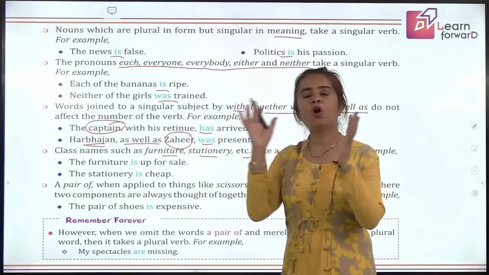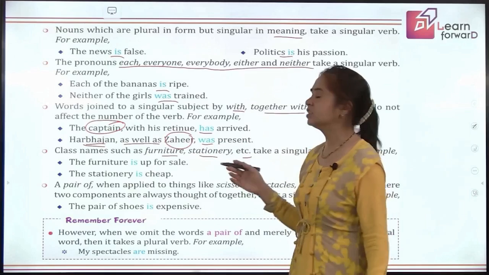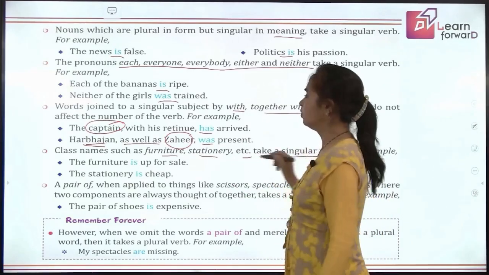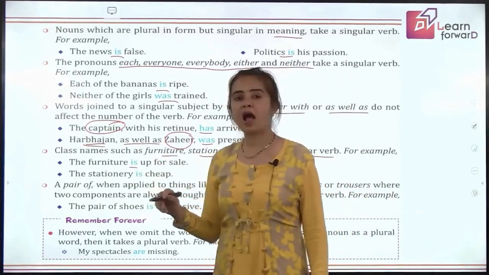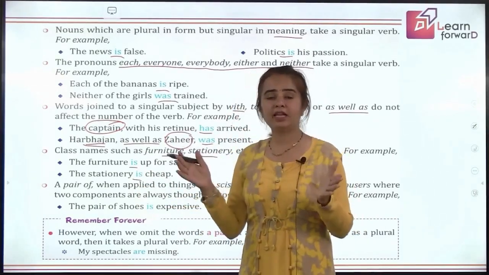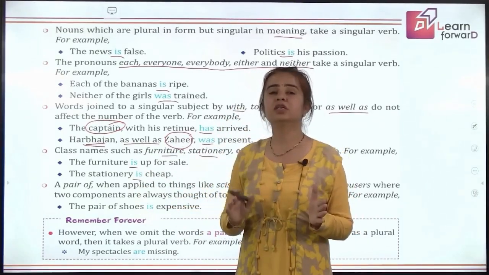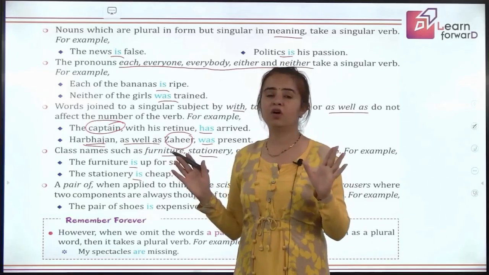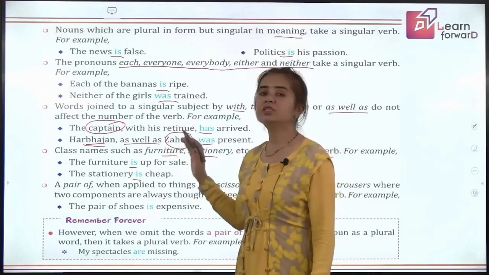Coming to next, class names such as furniture, stationery, etc. They are all considered as one unit. Again, they take a singular verb with it. For example, the furniture is up for sale. The stationery is cheap. Although there are many items in it, we still consider it as one. We are talking of it as one unit, so it will take a singular verb.